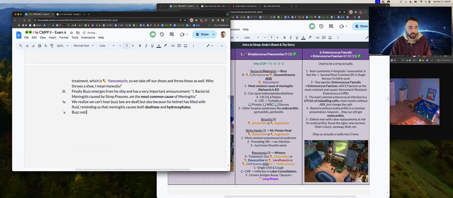So Buzz notices the motor of his spaceship is broken. Abducens is like it's been abducted by aliens. Reminding us that, I'm just going to say BM for bacterial meningitis can cause cranial nerve 3 and cranial nerve 6 palsies.